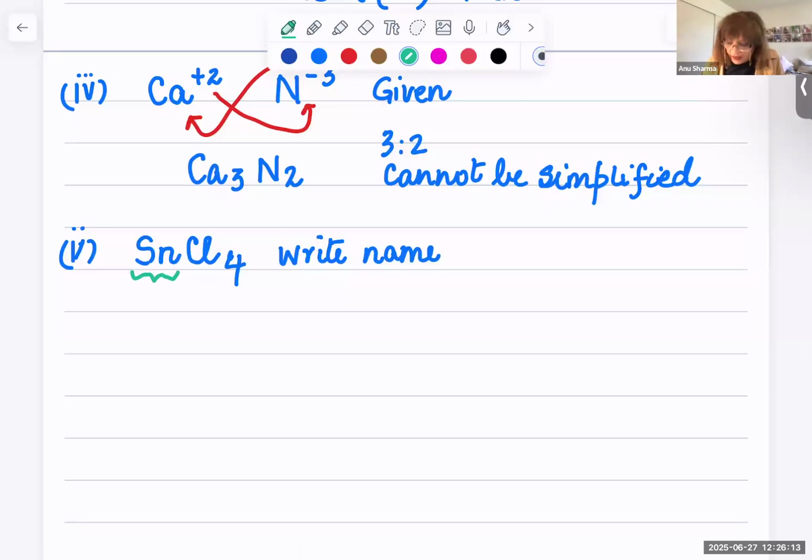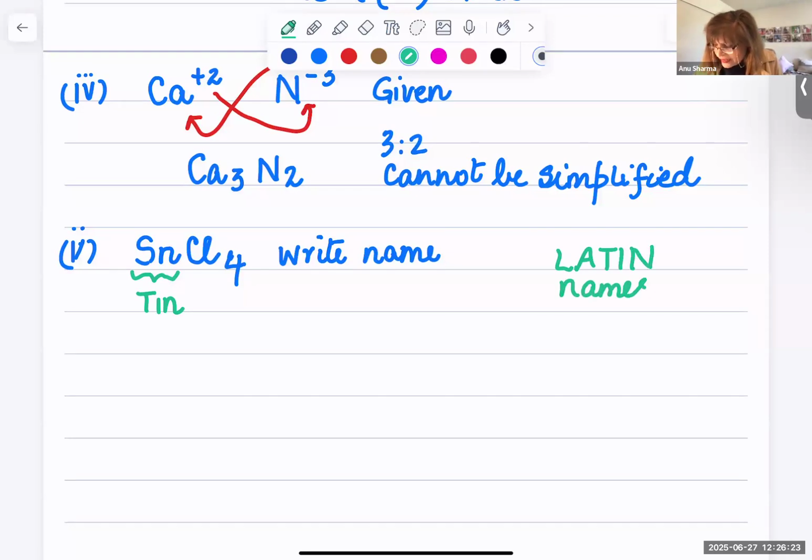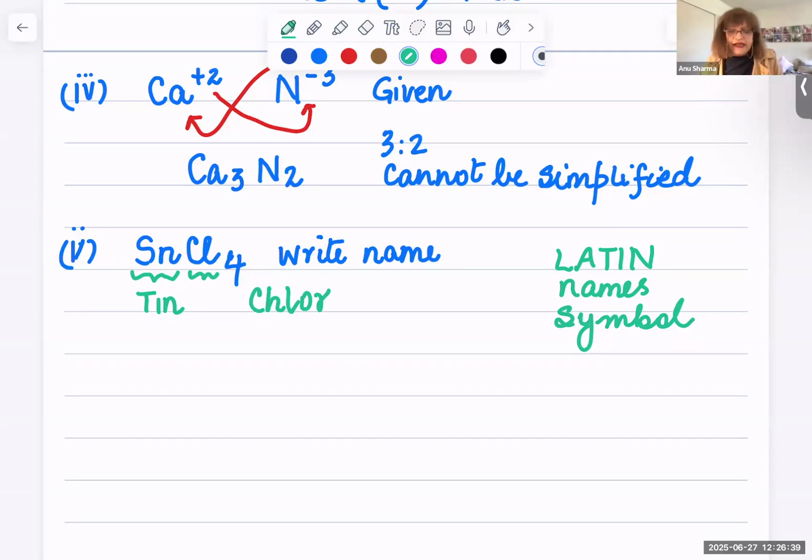What is the name of this? Sn is tin. So you should know the Latin names and symbols. That's where it gets tricky. There are a handful of them, not many. I'll make a list of it right now here, just so you have it. So tin is Sn, and then chlorine is Cl, coming from chlor. So leave it like that.